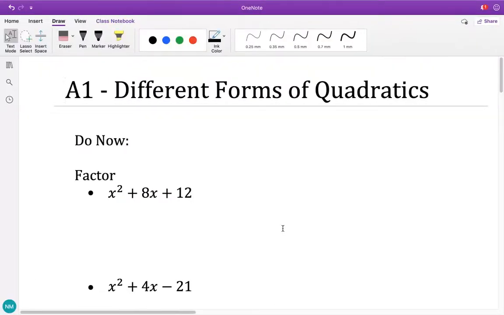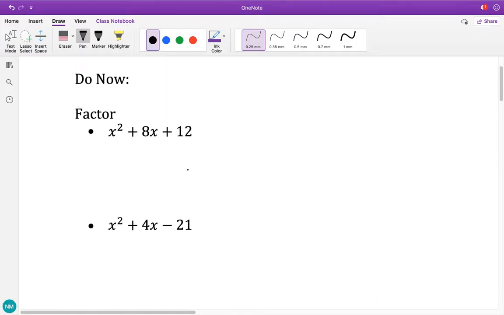Okay, so today we're going to talk about different forms of quadratics. Quadratic functions, different forms of them. Before we do that, let's review a little bit of factoring, reverse FOIL, which we've done a lot, but it's been a hot minute since we've done it.